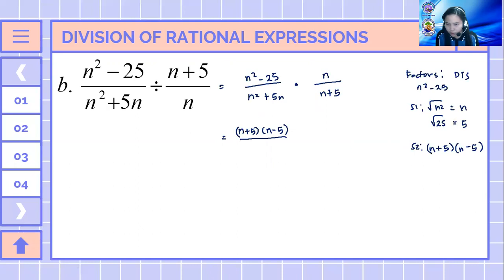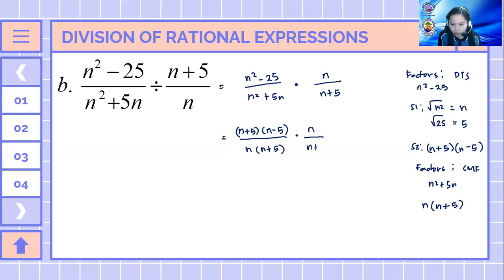we will use the factors. We have to find the factors of n squared plus 5n. We will use the CMF. Find first the GCF of n squared and 5n, that is n, and then divide each term by the GCF, which is n. That's why we have n squared divided by n is equal to n, plus 5n divided by n, we have 5. Therefore, the factors of n squared plus 5n is n times the quantity n plus 5. Okay? Times, just copy the divisor, we have n plus 5.